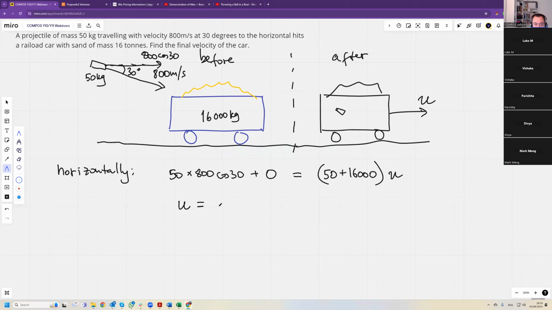Now you just need to find u, which is 50 multiplied by 800 cos 30 and divided by 16,050. 16,050 is literally the fourth significant figure, so it wouldn't really play a role. So you can actually ignore the mass of the projectile itself. 50 times 800 times cos 30 divided by 16,050. 2.16.